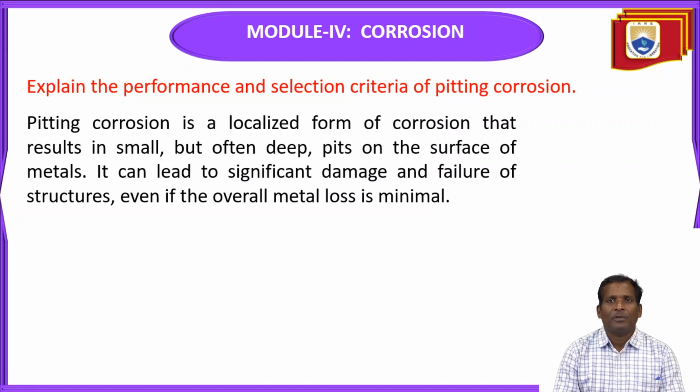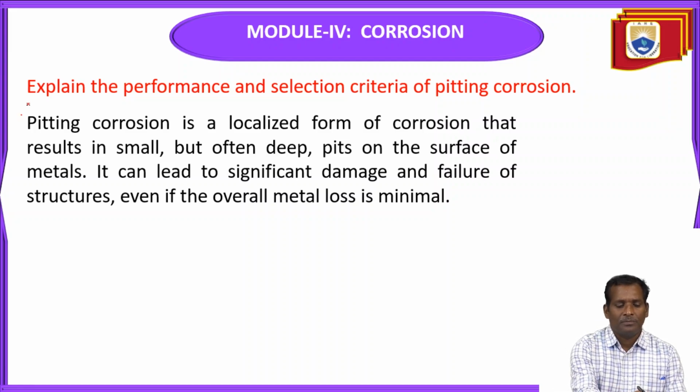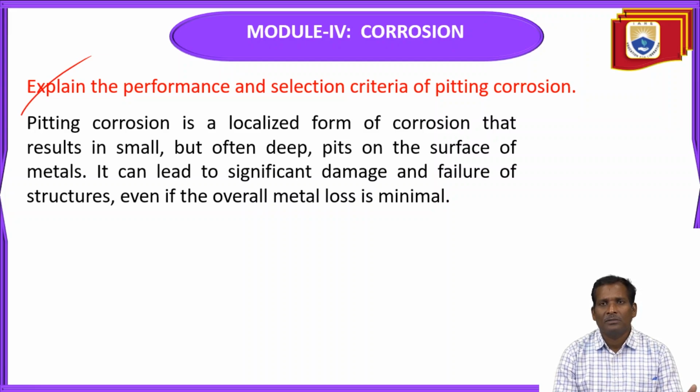So the next question is: explain the performance and selection criteria of pitting corrosion. So what is the selection criteria for pitting corrosion? Pitting corrosion is a localized form of corrosion that results in small but often deep pits on the surface of metals. It can lead to significant damage and failure of structures, even if the overall metal loss is minimal. Small cracks initiating on the surface of the metals can lead to significant damage and failure of the structures. This type of corrosion is called pitting corrosion.